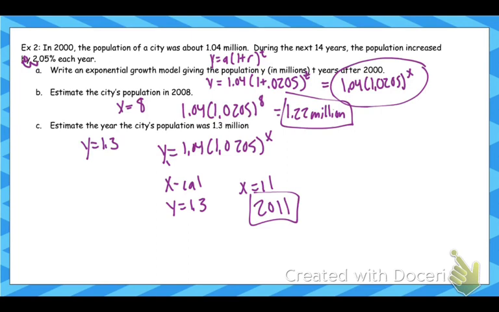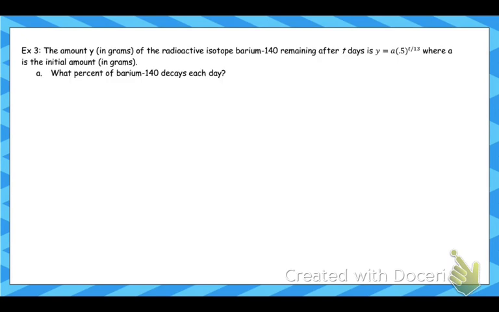All right, now let's look at our next one. This one's a little bit different. So it says the amount in grams of a radioactive isotope after t days is given by the following equation. And then it tells you that A is the initial amount in grams. So it wants to know what percent of that element decays each day. We're going to do some more stuff with half-life a little bit later on in this unit, but you guys may have seen this some in chemistry, so you kind of understand a little bit of how this works.